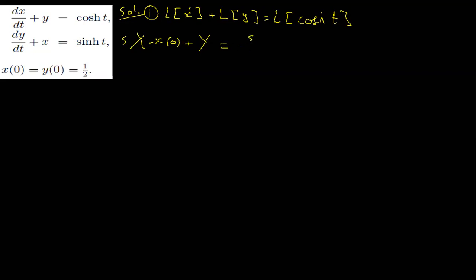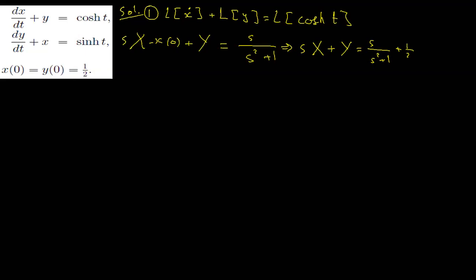I remember it is s over s squared plus 1. Any question here? Did you get the idea? Now, I'm going to write the negative x0, it's negative half. Move it to the left-hand side, so it will be half. That will give me sX capital plus Y capital equal s over s squared plus 1 plus half.